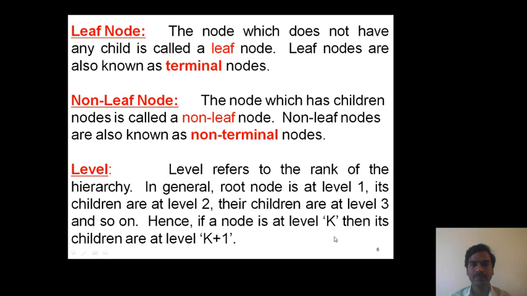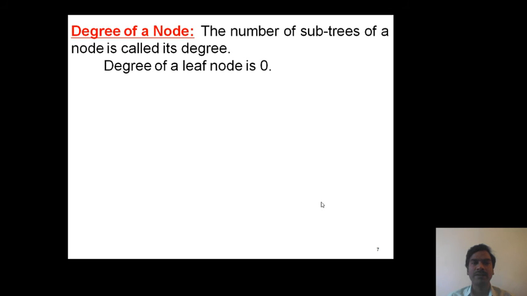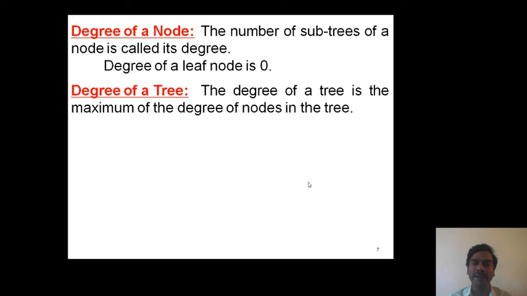Next one, degree of a node. The number of subtrees of a node is called its degree. When we consider a leaf node, children are not available, hence the degree of a leaf node is 0. Next one, degree of a tree. The maximum degree of the nodes is treated as the degree of a tree.